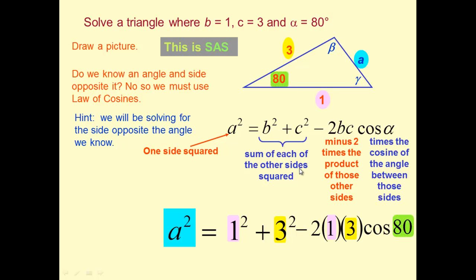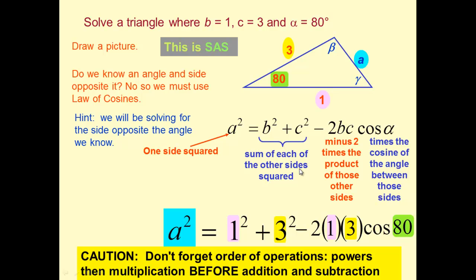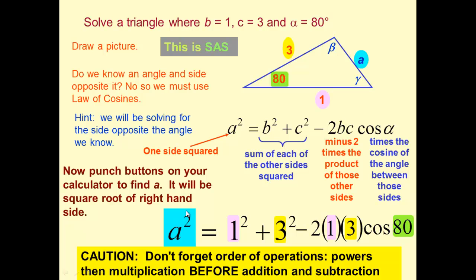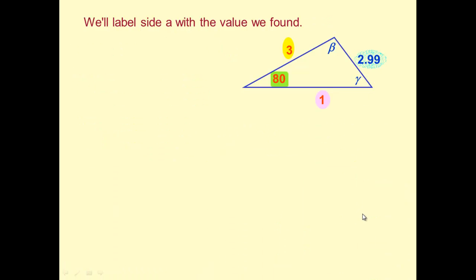Now be careful here. You must make sure you follow the order of operations. So when I multiply all this out on the right and add things together, once I'm done I need to take the square root of both sides, and I end up with a is equal to 2.99. So I'm going to go ahead and fill that in where a is up on the triangle, 2.99. Now I still have two pieces of information I need to solve for, and that's angle beta and angle gamma.